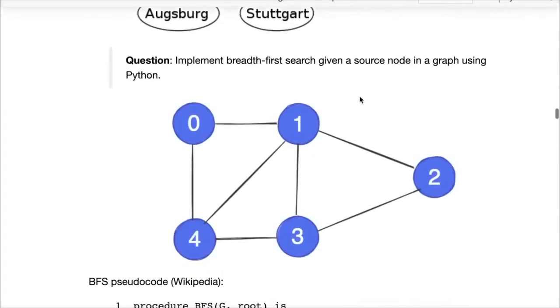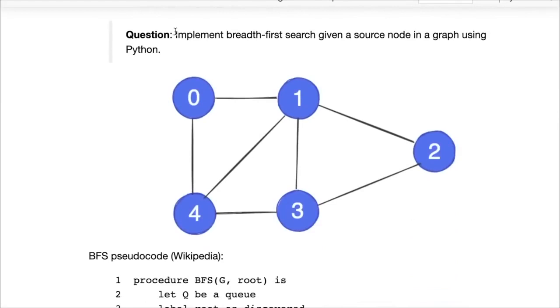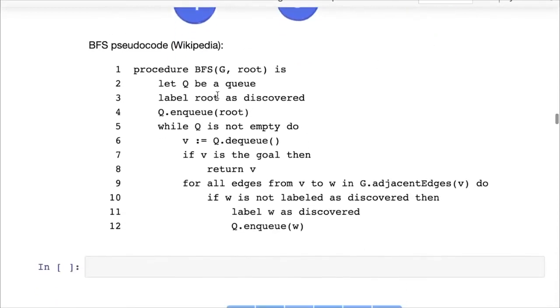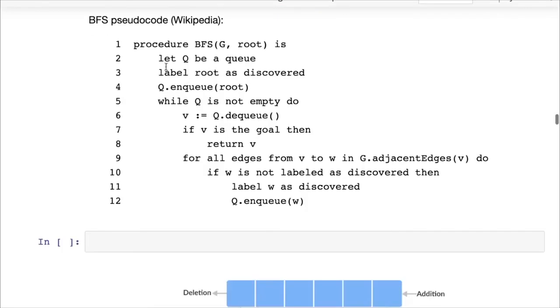So here's one problem that you might face in an interview. Implement breadth first search given a source node in a graph using Python. Okay, and here is some pseudocode. It's always a good idea to write or explain your approach in plain English before you implement it, so that you do not make mistakes while coding. So here is the pseudocode.